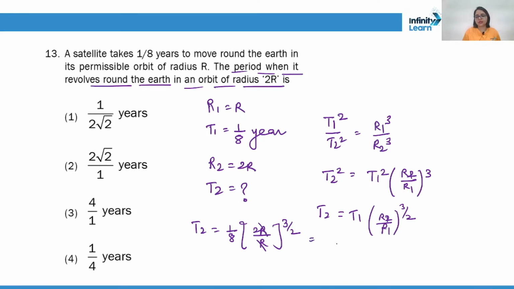So T2 will be T1, which is 1 by 8, into R2, which is 2R, divided by R1, which is R, power 3 by 2, right? So this is 2 power 3 into 2 power 1 by 2. So it is 1 by 8 into 2 power 3 is 8, square root of 8. So it is 1 upon 8 into 2 root 2, which is 1 upon 4 root 2 upon 4, and that is 1 upon 2 root 2 years, right? So the correct answer is option 1.